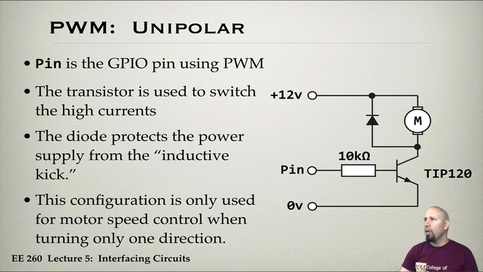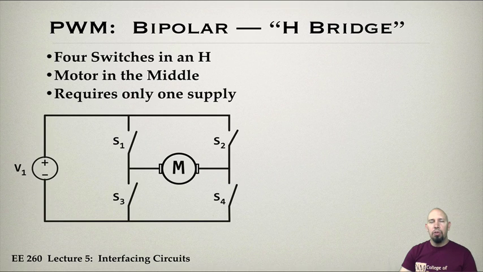We also talked about bipolar pulse width modulation, which is when you want to be able to go both directions. It's common to use something called an H-bridge. An H-bridge is the device used when we want to go both directions. Here's our motor, and it's within this. Here I have this arm and this arm, and then the H. The motor is in the middle. Notice this only requires one supply, and then we have these four switches. That is the conceptual idea of the H-bridge.